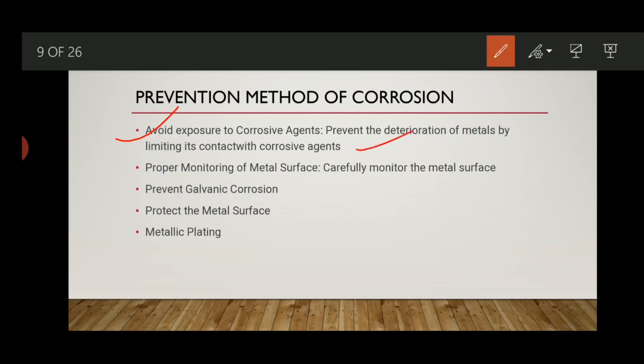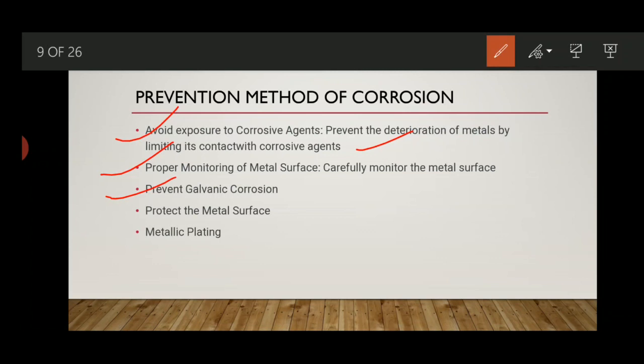How will we do it? By applying grease, paint, or oil, we will protect our metal from corrosive agents like air, moisture, water and other chemicals, because paint, grease and oil behave like a protective covering over the surface of the metal, which avoids the direct contact of corrosive agents. Now the second point is proper monitoring of the metal surface, meaning we have to take care of the metal from time to time. Third is to prevent galvanic corrosion.